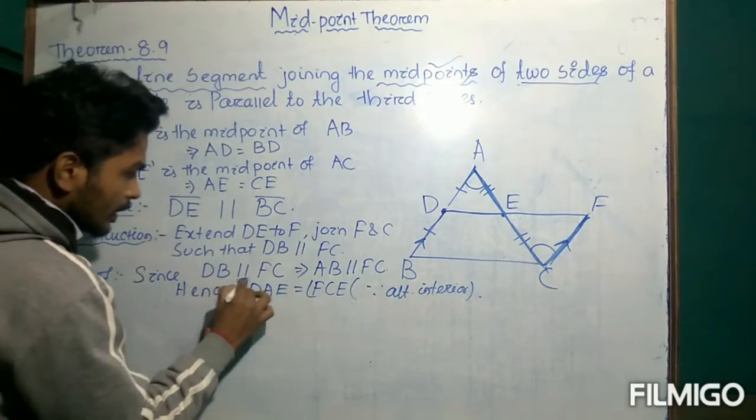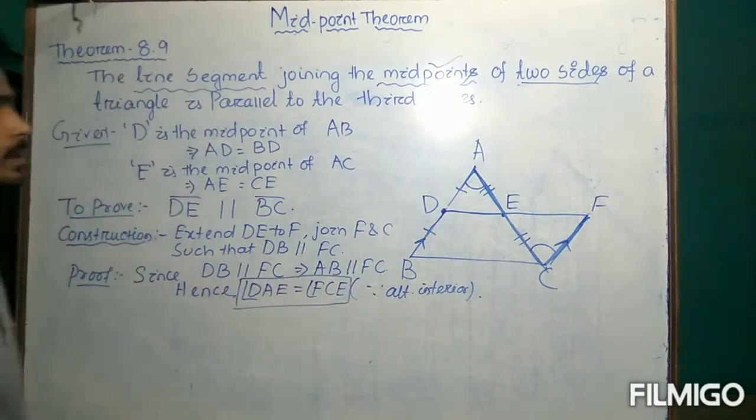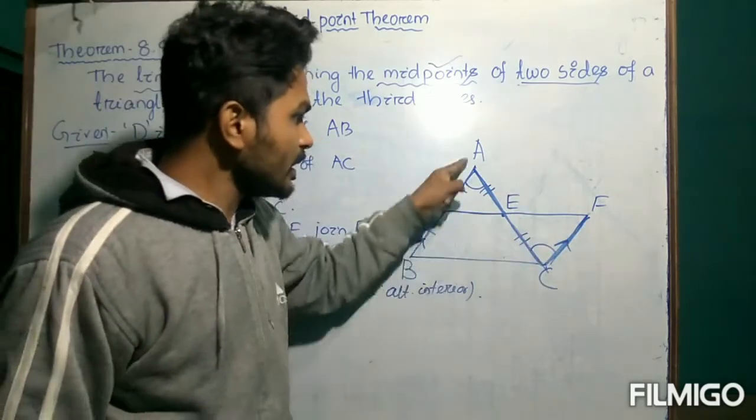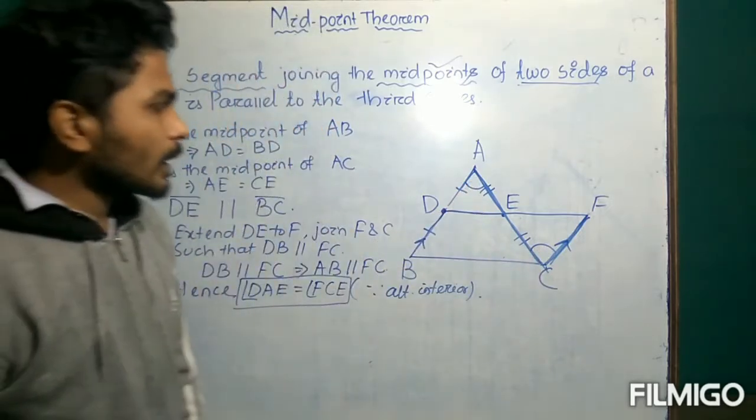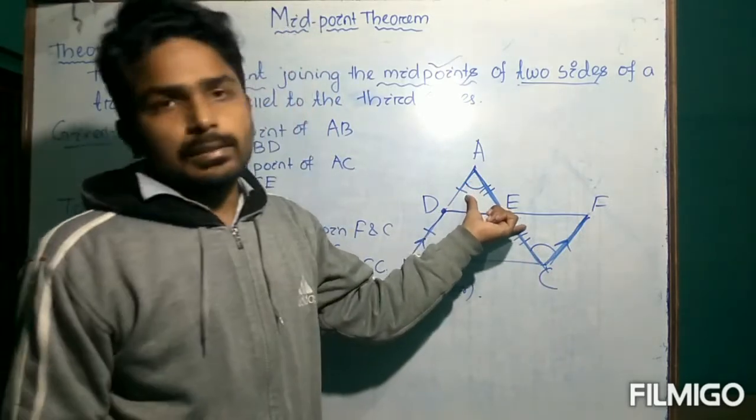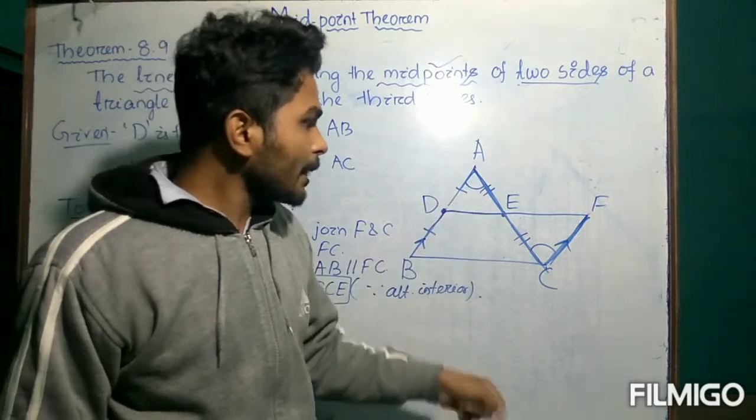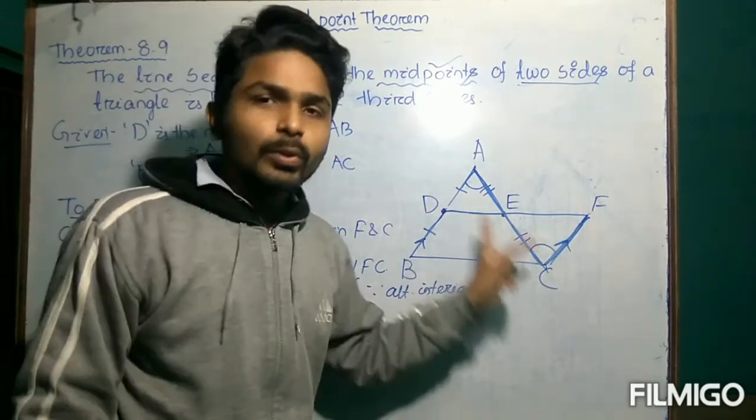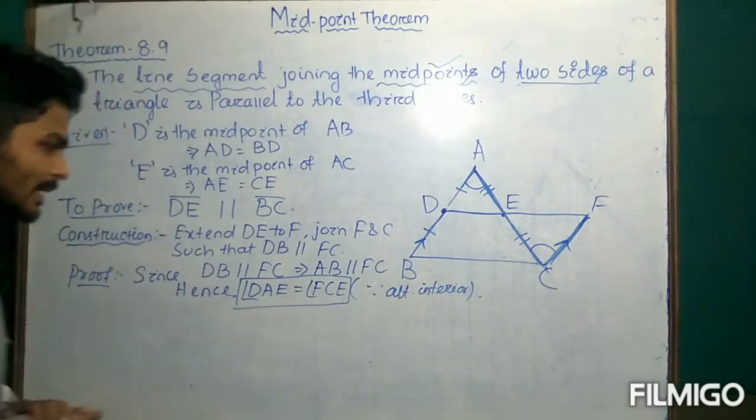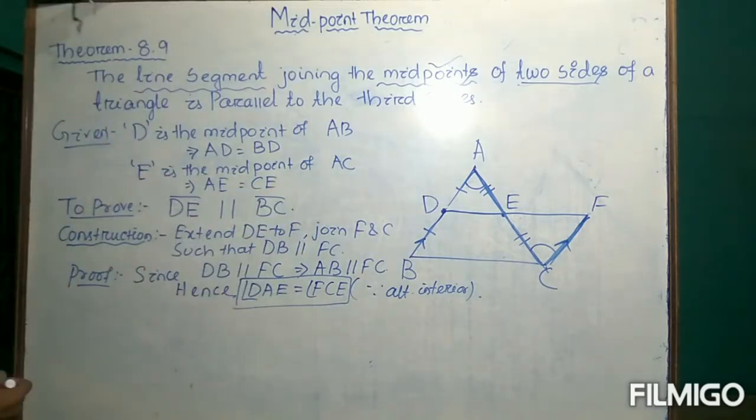Clear? So AB is parallel to FC, and SC is the transversal, so this angle is equal to this angle. Now here we get two triangles, triangle ADE and triangle FCE. We have to compare these two triangles and make them congruent, right? So we have to compare these two triangles here.